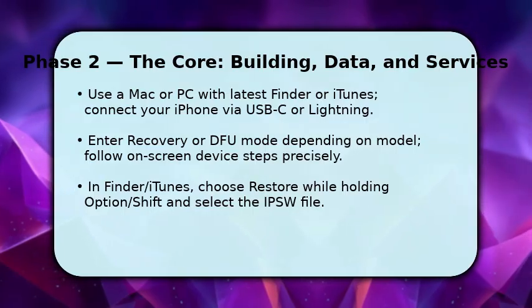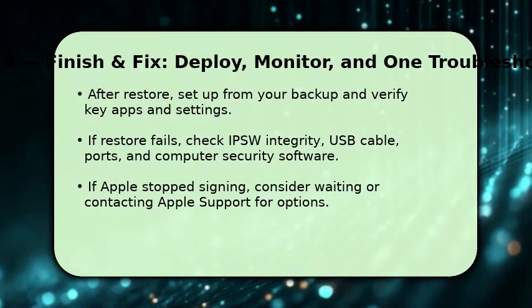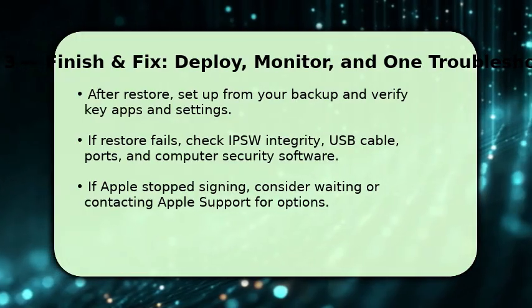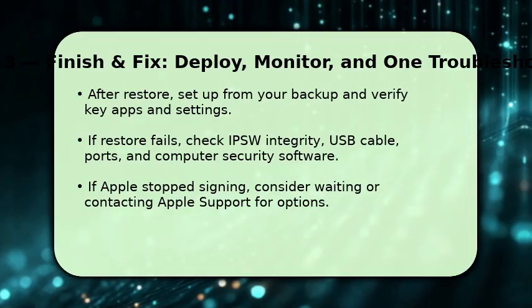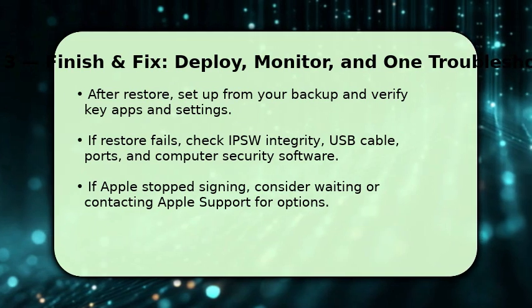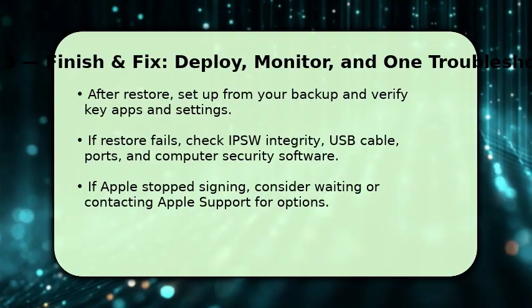Expect multiple reboots while the system writes the firmware. Once the install completes, set up your device from the backup you made and confirm apps, accounts, and settings restored correctly. If the process fails, make sure the IPSW hash matches the source, swap USB cables or ports, try another computer, and temporarily disable security software that can block communication.